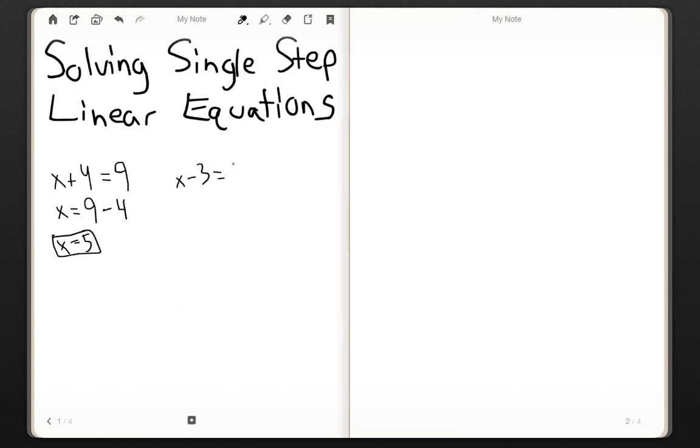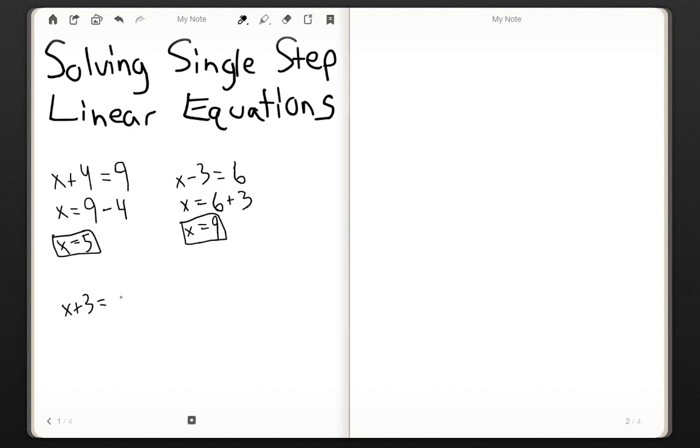X minus 3 equals 6. Same thing here. Move the 3 to the other side and change it from a negative 3 to a positive 3. So x will equal 6 plus 3, which is 9. Okay.